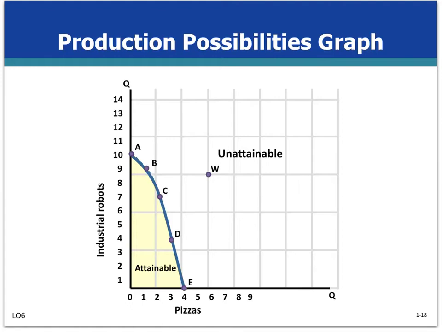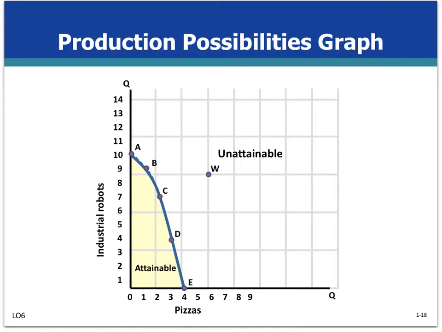In order to draw a graph, as you know, we need points. And here, for a graph, we have two axes, and on the vertical axis we have the number of industrial robots, and on the horizontal axis we have the number of pizzas. And as you see, the production possibility graph shows different combinations of goods that this economy can produce, given that it has fully employed the resources.